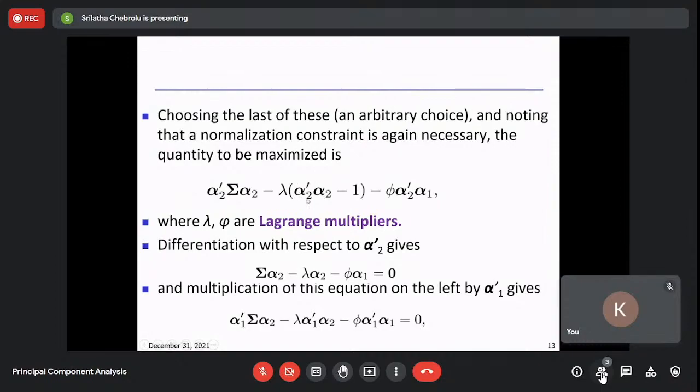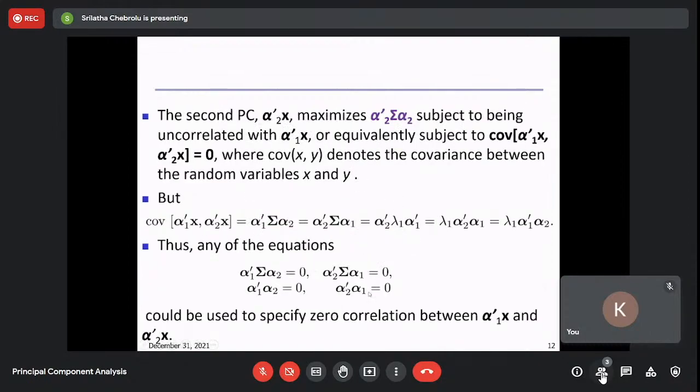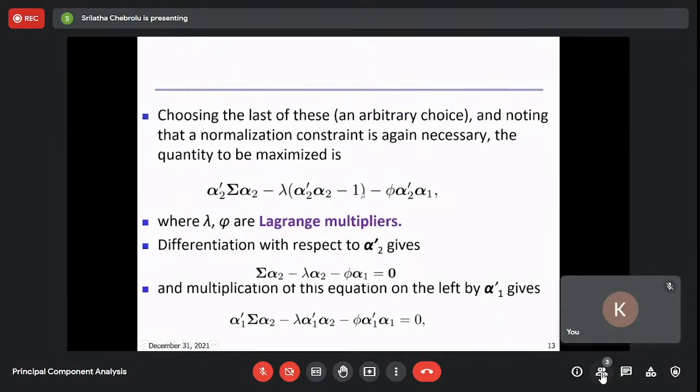And this lambda is once again my Lagrangian multiplier, and phi is another Lagrangian multiplier. So the two constraints are there. One constraint is that alpha 2 has to be a unit vector, and the other constraint is that principal component 2 has to be uncorrelated with principal component 1. That is another constraint, right?